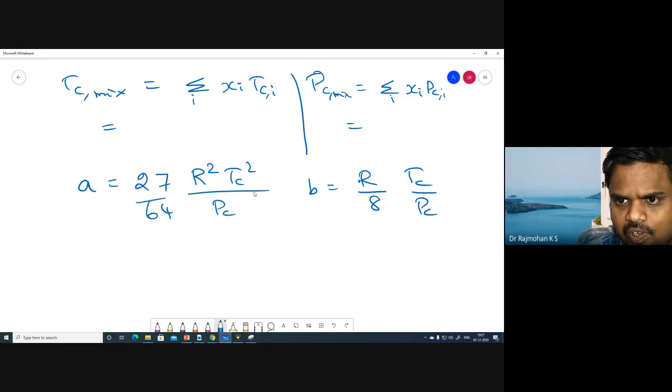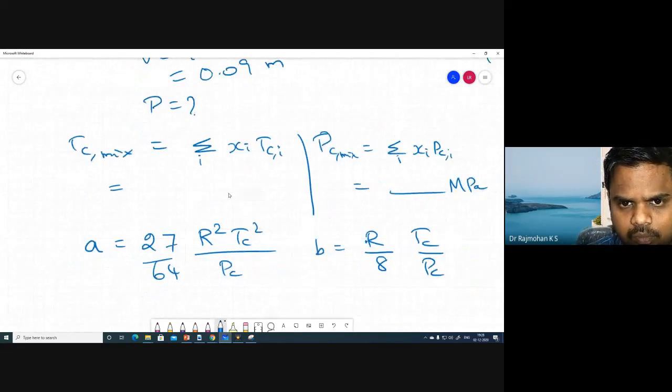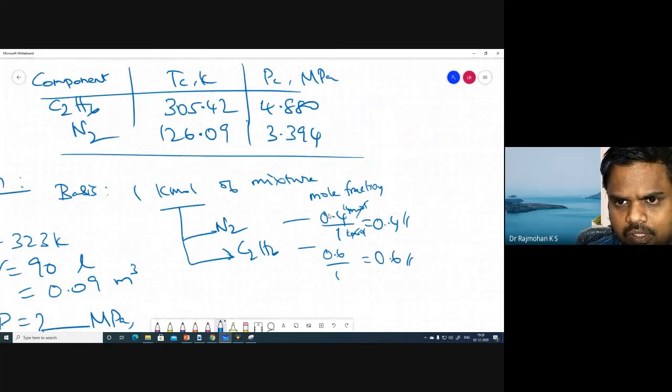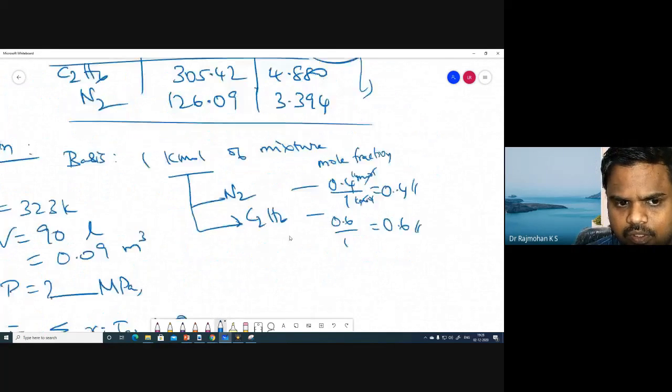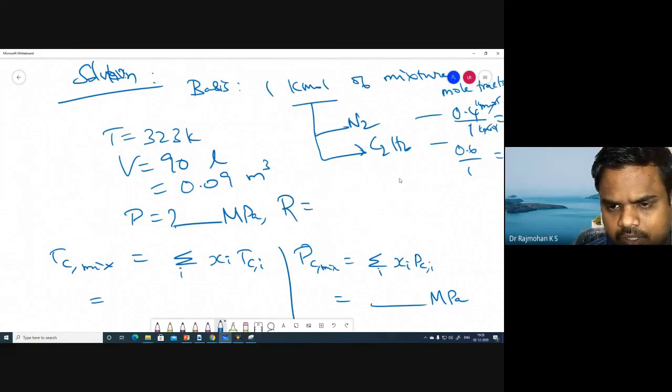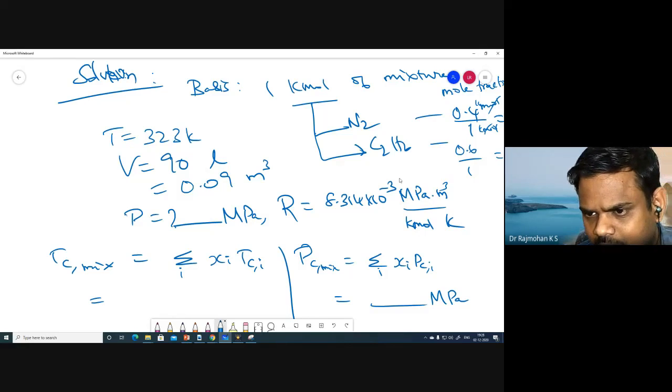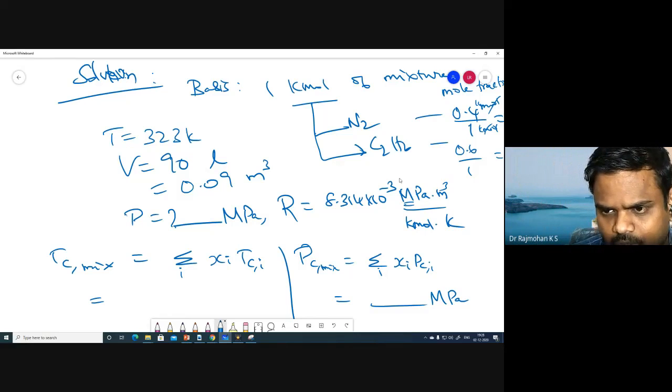Here PC is given in megapascals. Therefore we have to substitute the R value in megapascal, because the data is given in megapascal. So we have to make use of the R value also in megapascal, that is 8.314 into 10 power minus 3 megapascal meter cube per kilomole Kelvin. Usually it is 8.314 kilopascal meter cube per kilomole Kelvin, which we know. We are just converting kilo to mega, therefore into 10 power minus 3.